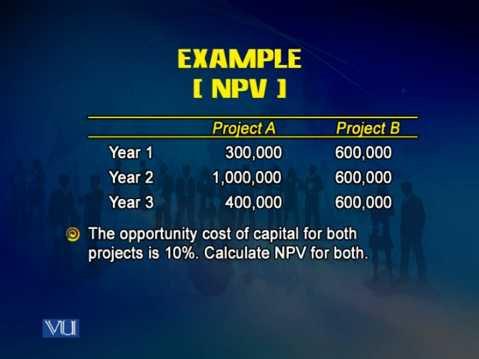The opportunity cost of capital for both projects is 10%. Calculate NPV for both. So we are given the cash flows of two projects, and we are told that the opportunity cost of capital, the cost of capital, which is the minimum rate for both the projects, is 10%. Let us calculate the net present value. That's what we are required to do.